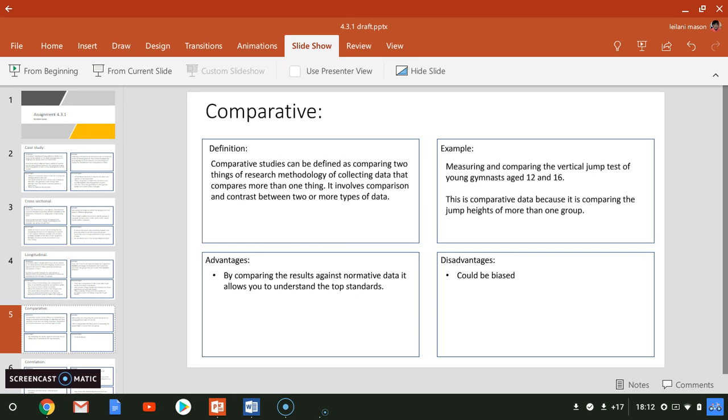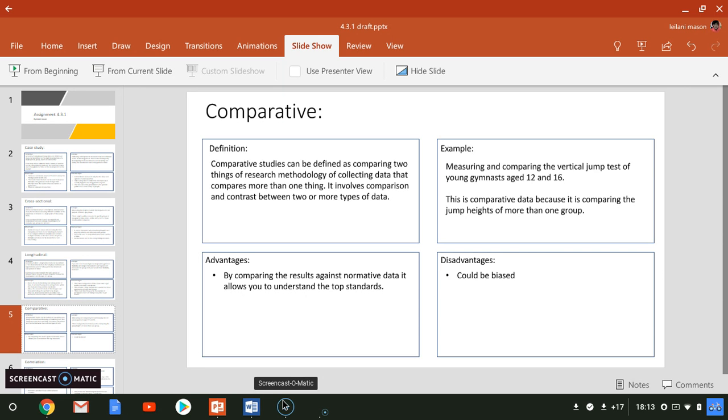Comparative data. Comparative data can be defined as studies which compare two or more things, a research methodology of collecting data that can compare more than one thing. It involves comparison and contrast between two or more types of data. This means that you can compare one type of data to another type of data. So it could be your data to someone else's data who's done the same experiment as you, to see if your results are similar or different.